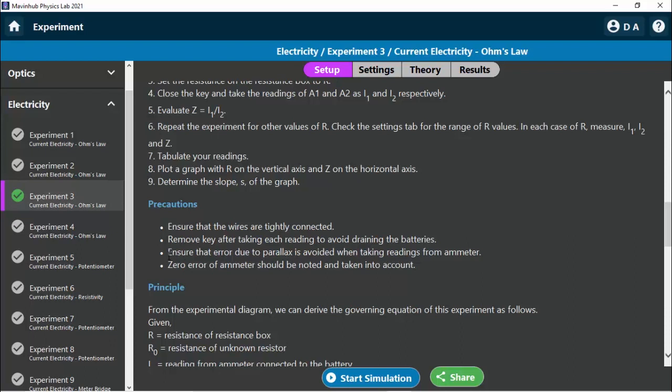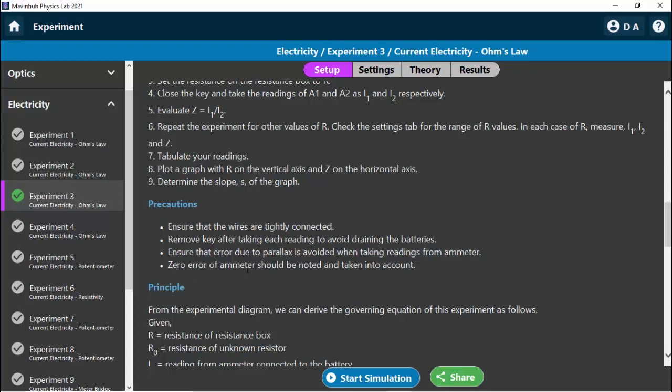The third precaution is to ensure that error due to parallax is avoided when taking readings from the ammeter. So this means when you are reading the ammeter, try to make sure that your eye is aligned with the ammeter so that you don't get a reading by the side. This is very important, especially when you are dealing with an analog ammeter. In most NECO experiments, you'll be provided with an analog ammeter. But if you happen to have a digital ammeter, then you don't have to worry about error due to parallax.